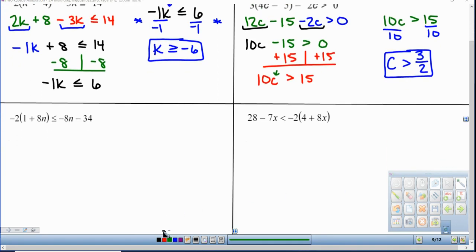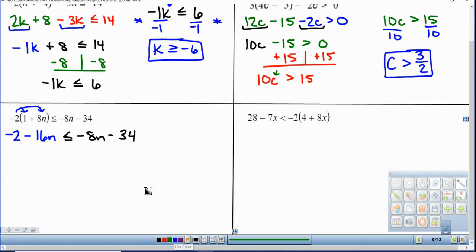Okay, continuing. This problem has variables on both sides, so it'll be a little bit different than this, but the same process as when we were solving equations with variables on both sides. So we will distribute the negative 2. That'll give us negative 2 and then negative 16n. And then the right side of the inequality will remain the same.